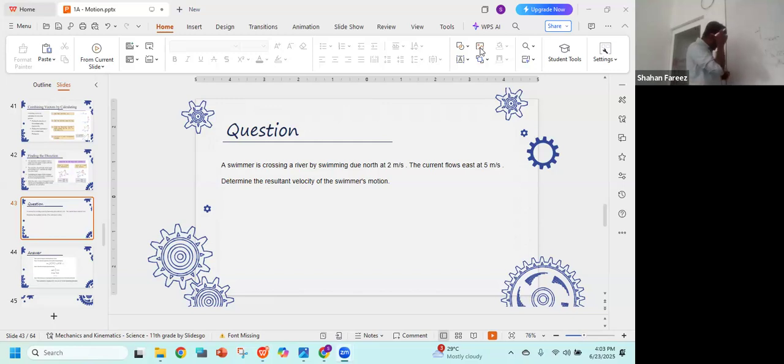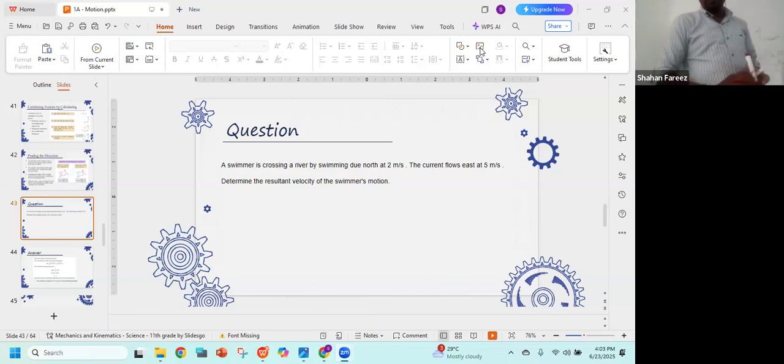So to find the angle, I have the opposite, this is going to be my opposite, and this is going to be my adjacent. Clear? So I'm going to use tan theta. Tan theta is equal to what? Opposite, which is 2, over adjacent, which is 5. So 2 over 5. So theta is equal to tan inverse of that. You can get this on a calculator by pressing shift tan, then 2 over 5. Do you have a calculator? We will have to get one.